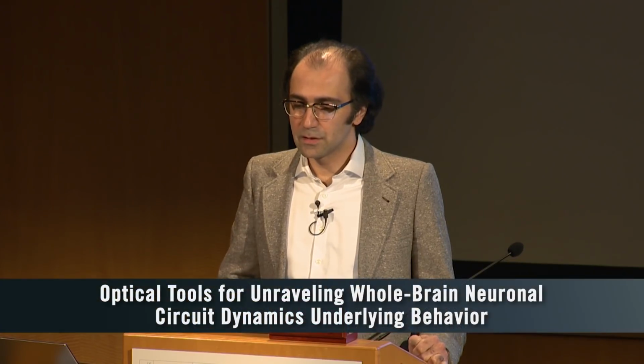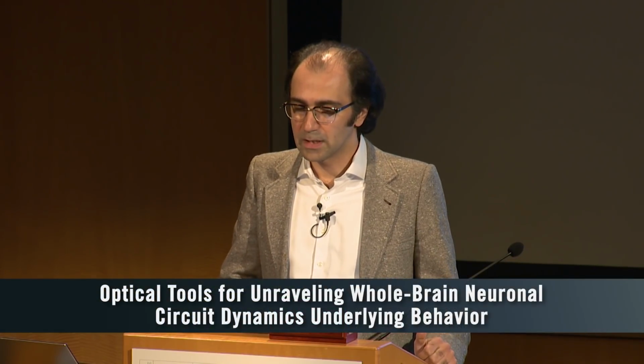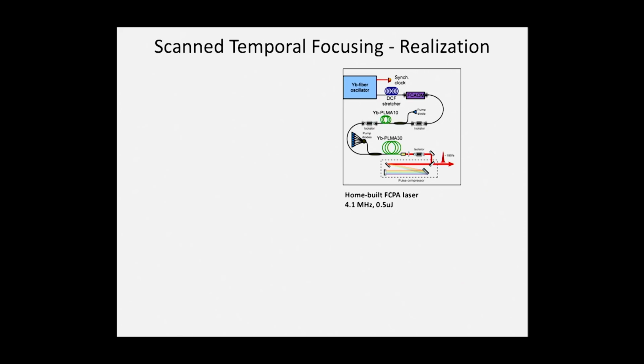So lasers that were developed for that excitation wouldn't work here, because they lack, again, the sufficient laser pulse energies. So we built a laser in our own lab that was running at about 4.1 megahertz and delivered 0.5 microjoule pulses that are enough to excite these sized point spread functions.